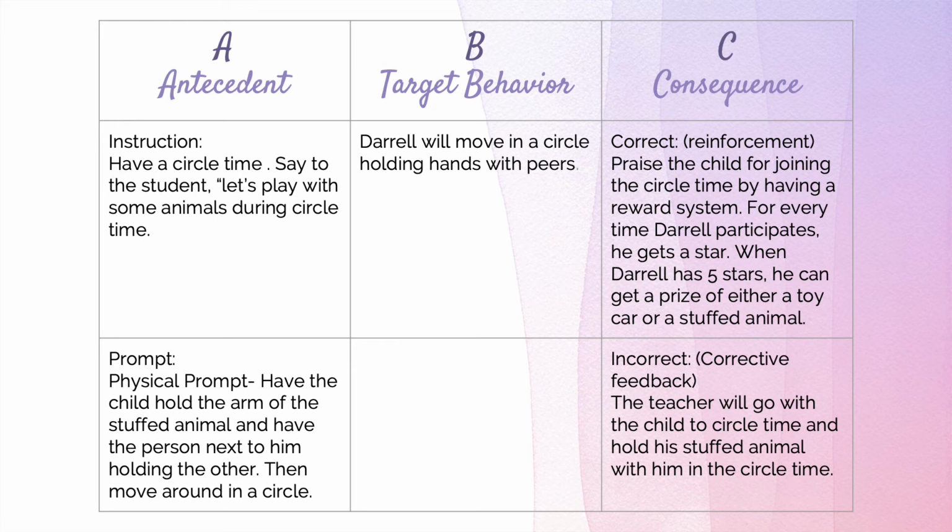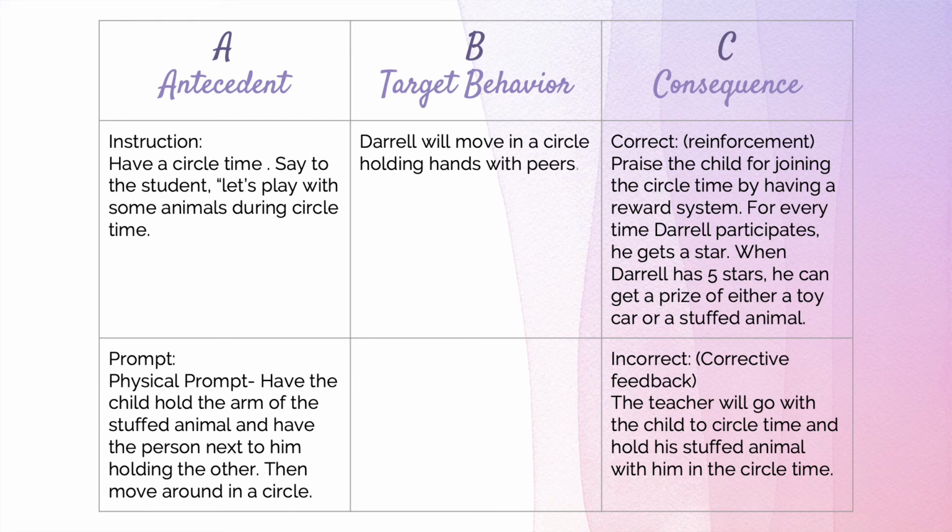The C in the ABC instructional interaction is the consequence. The consequence should be positively based. So the correct type of consequence is a reinforcement, which would be praising the child for joining circle time and having a reward system. For example, for every time Durrell participates, he would get a star. Once Durrell has 5 stars, he can either get a toy car or a stuffed animal as a prize.